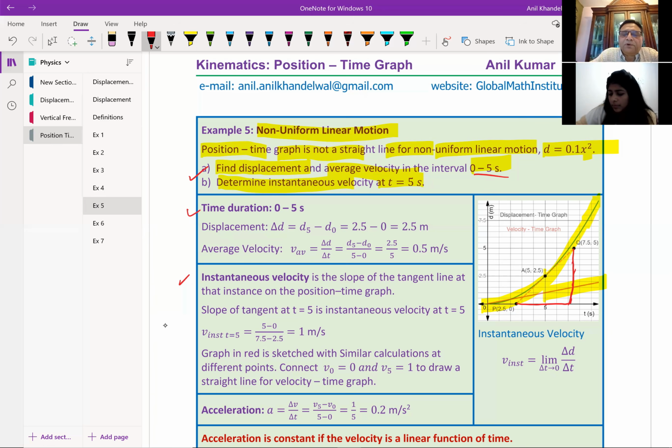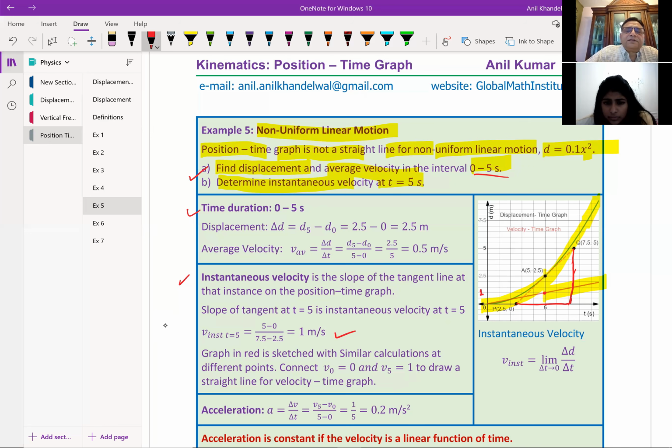So from the coordinate points, I've written here, it is 5 minus 0 over 7.5 minus 2.5. Those are the coordinate points. And so I get instantaneous velocity at 5 as 1 meter per second. Do you see that? So that is how you find the instantaneous velocity. So on the graph, at 5, I mark this point as 1. Is that okay? Of course, the units are meters per second, not meters.